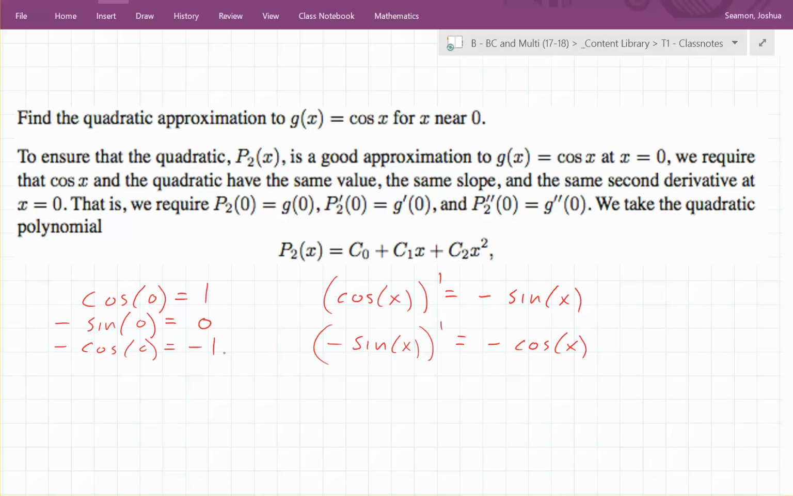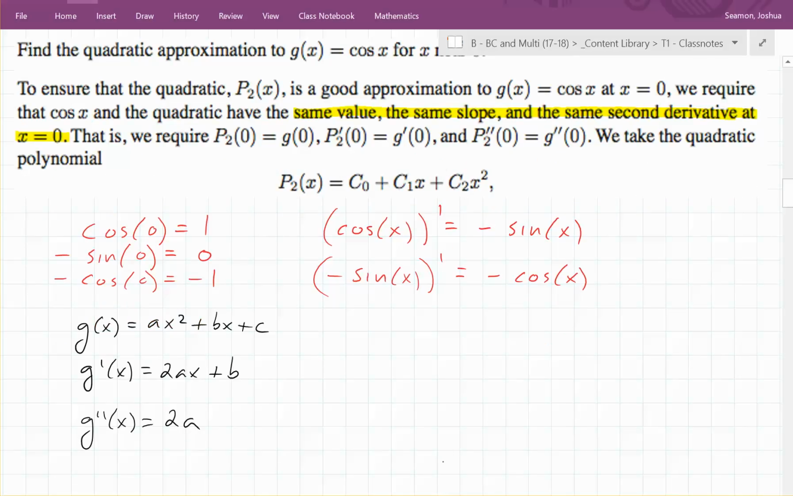So we need a quadratic that satisfies all of these things. At 0 it has to be 1, the first derivative at 0 has to be 0, and the second derivative at 0 has to be negative 1. On your own, try to construct what this polynomial is going to be. Here are the facts. You have the information you need. Try writing it down on your own.